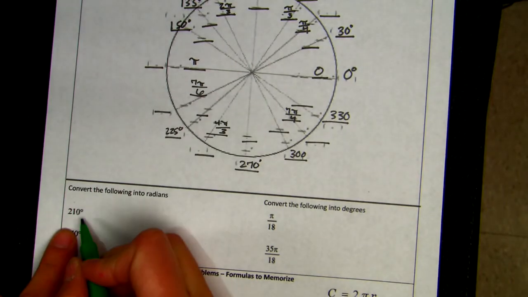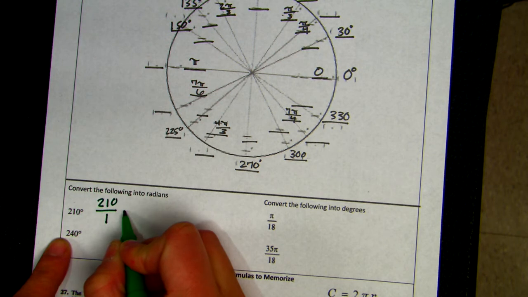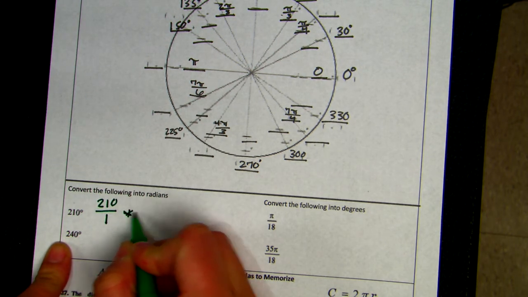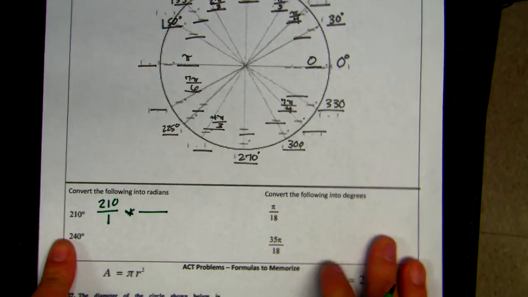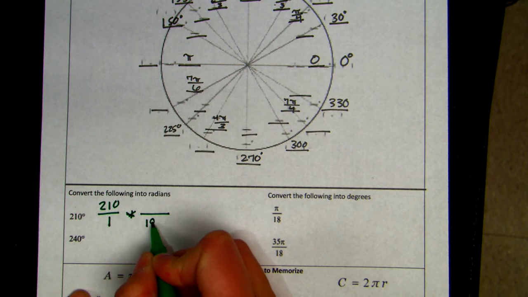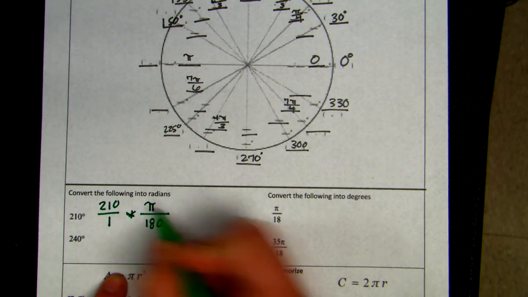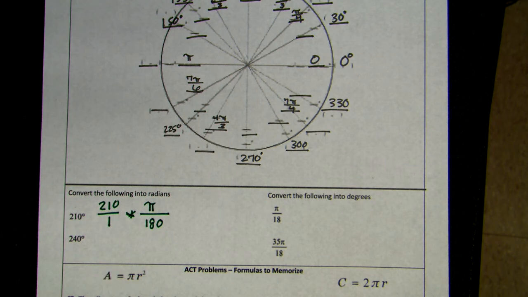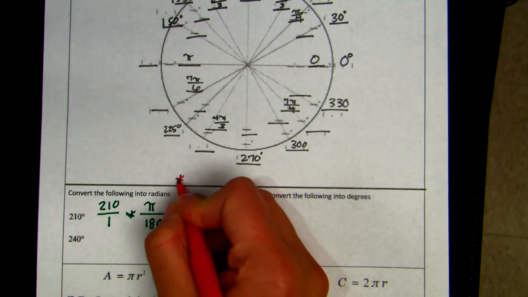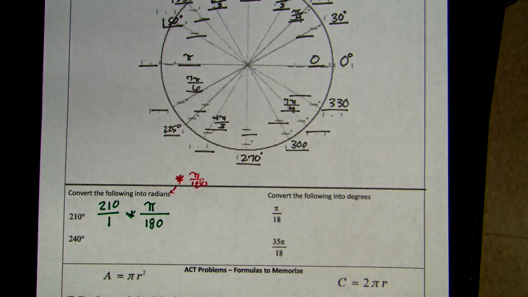If we're converting from degrees to radians, what we're going to do is first write it over 1, so 210 degrees over 1, times, we want degrees to cancel out, so if we have degrees in the top of the fraction, we want to multiply by degrees on the bottom. We're going to use 180 here because our conversion factor is 180 degrees. There are pi number of radians. So if we're converting into radians, what we're doing is multiplying by pi over 180. Every single time we convert to radians.